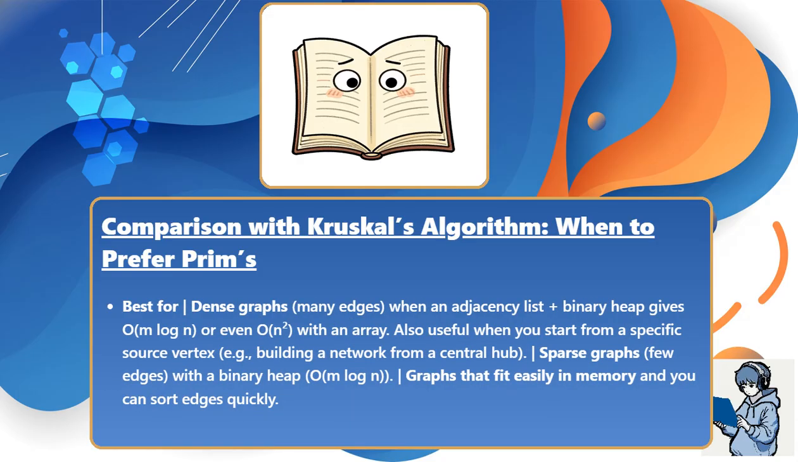Best for dense graphs with many edges, when an adjacency list plus binary heap gives big O of m log n, or even big O of n squared with an array. Also useful when you start from a specific source vertex, for example building a network from a central hub.